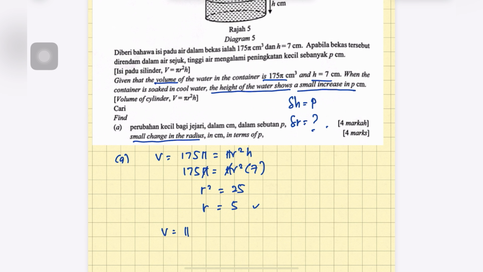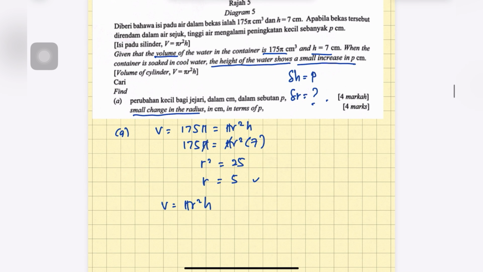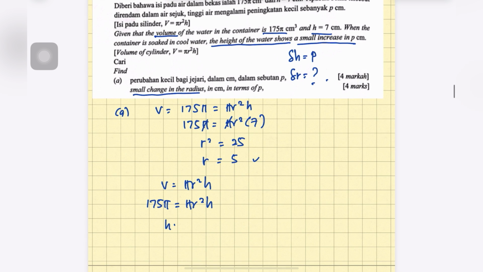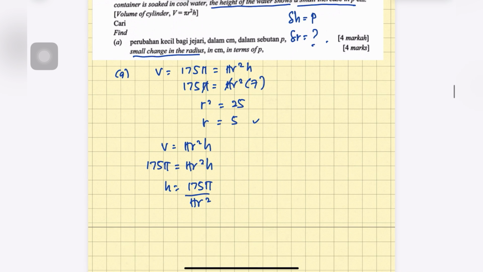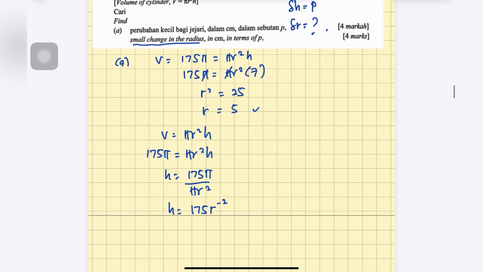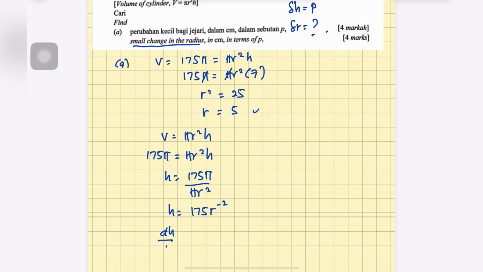Volume equals to pi r squared h. Volume is 175 pi equals to pi r squared h. So kita boleh carilah h equals to 175 pi over pi r squared. Okay, so then dapat h equals to 175 r power of negative 2. So kita boleh carilah dh dr. So dh dr is negative 350 r power of negative 3.